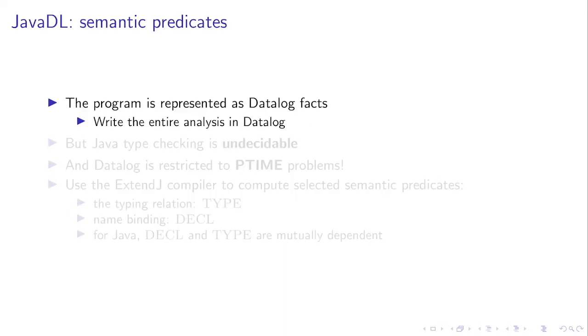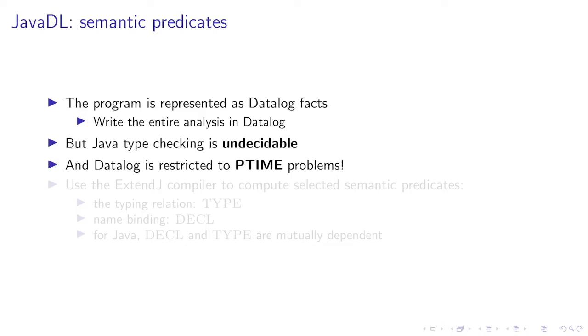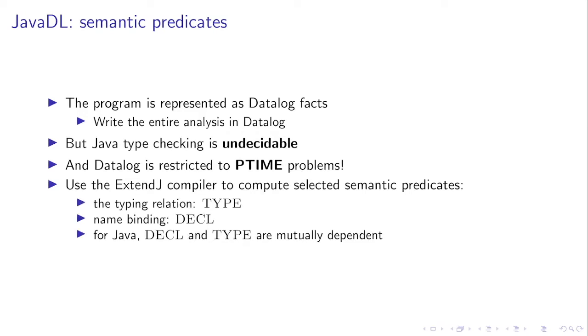Once we represented the program as Datalog facts, we could write the entire analysis in Datalog. But Java type checking is undecidable, and Datalog is restricted to polynomial time problems. So we had to use the ExtendJ Java compiler to compute semantic predicates for name binding and the typing relation, which in Java are mutually dependent.